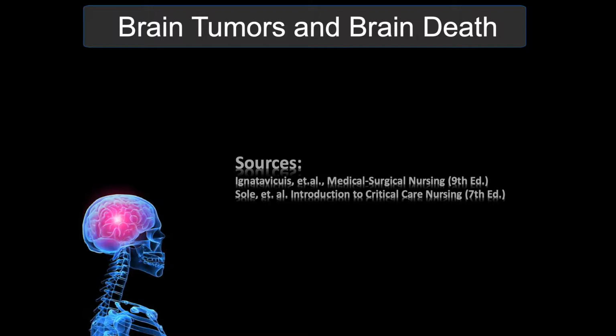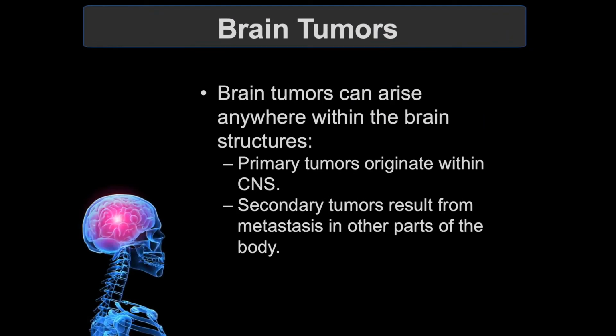Brain tumors, by definition, are space-occupying lesions, and therefore they can cause increased ICP. Brain tumors can arise anywhere within the brain structures. Primary tumors originate within the CNS. Secondary tumors result from metastasis in other parts of the body. These tumors are named according to the cell or tissue where they are located. However, cerebral tumors are the most common.